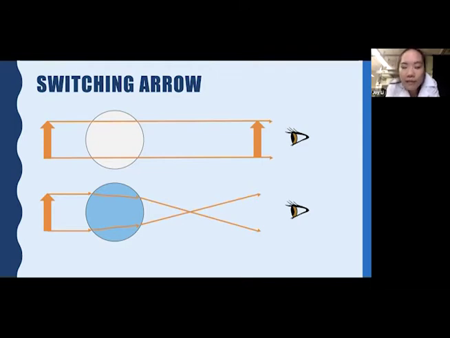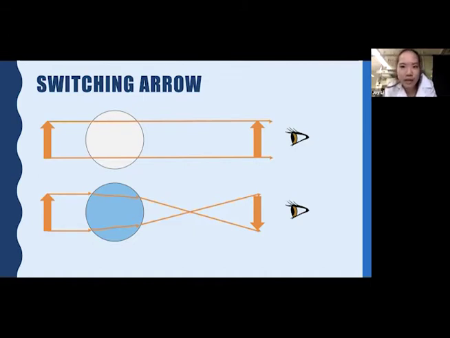So the light from the tip of the arrow ends up where the butt of the arrow was, and the light from the butt of the arrow ends up where the tip of the arrow was. So that means that what you see is the arrow flipped.